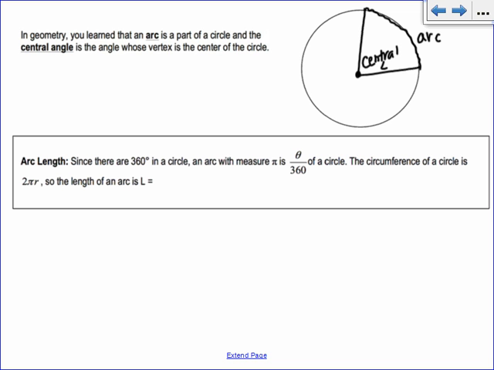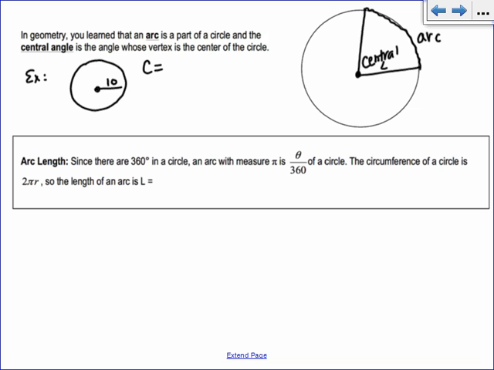Now, your book has a different formula for arc length than what I'm going to show you, so I'm going to explain why they do this. All right, so what I will use is the same formula that I used in geometry because I think it makes sense to students, okay? So arc length, let me give you an example. Let's say we have a circle, and we have a radius of 10.